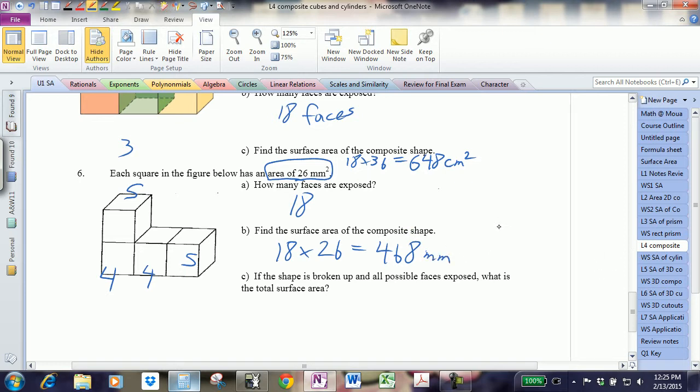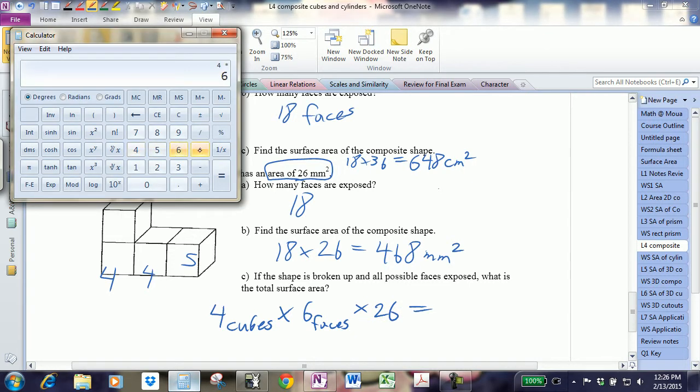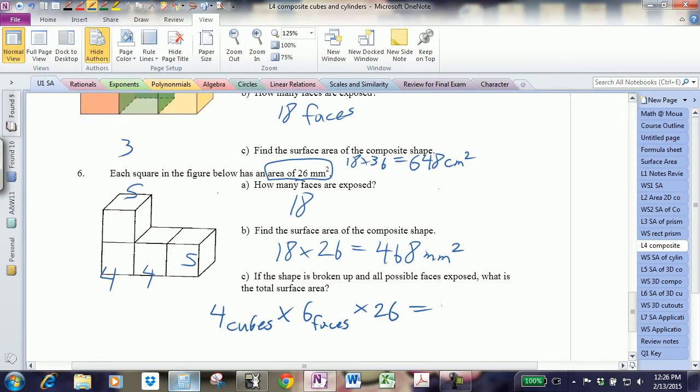Now what about C? Do you think C will be larger than 468 or smaller? Why larger? Yeah, the sides aren't touching, so there's more sides exposed. Good. So we have 4 cubes. Each one will have 6 faces exposed. And each face will have an area of 26. So we can go 4 times 6 times 24, 576 millimeters squared.